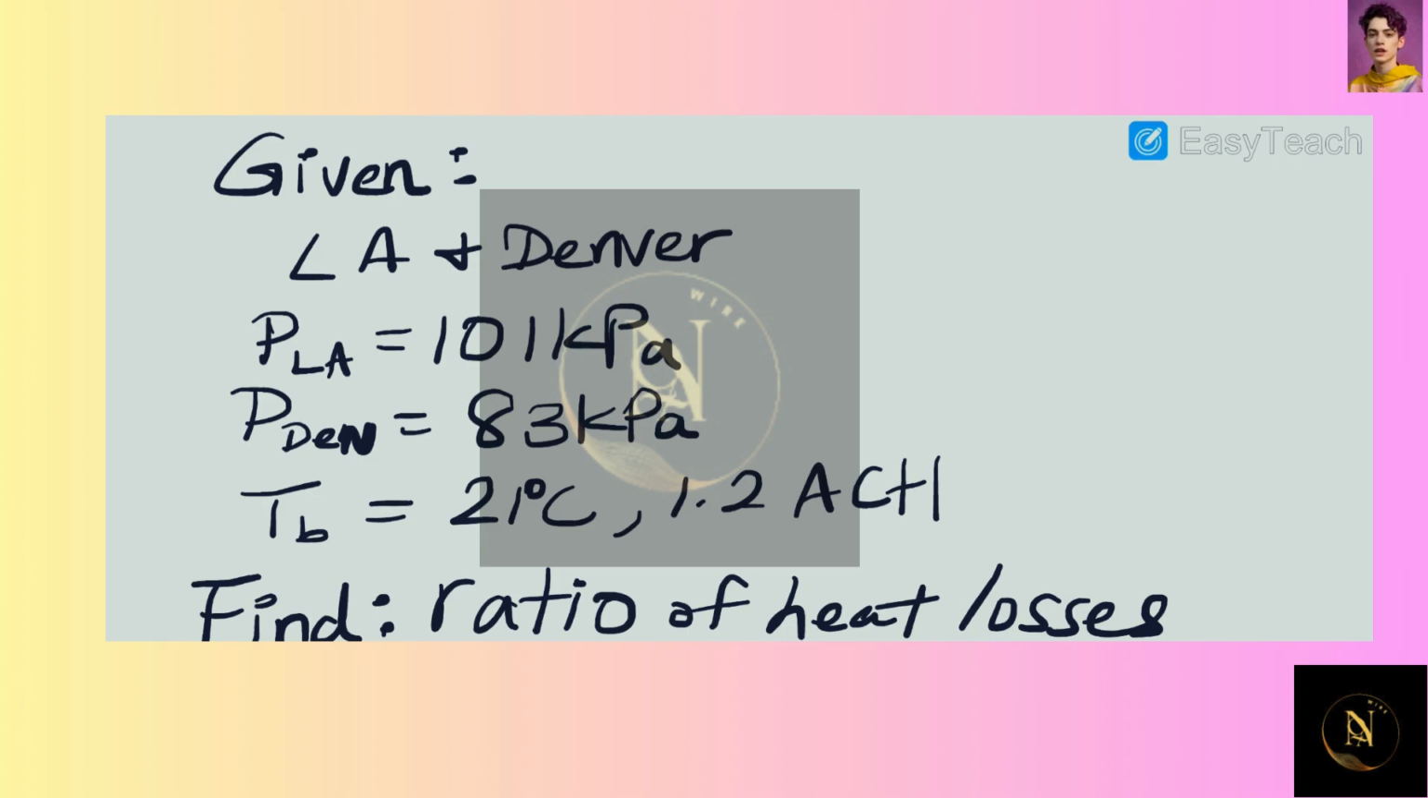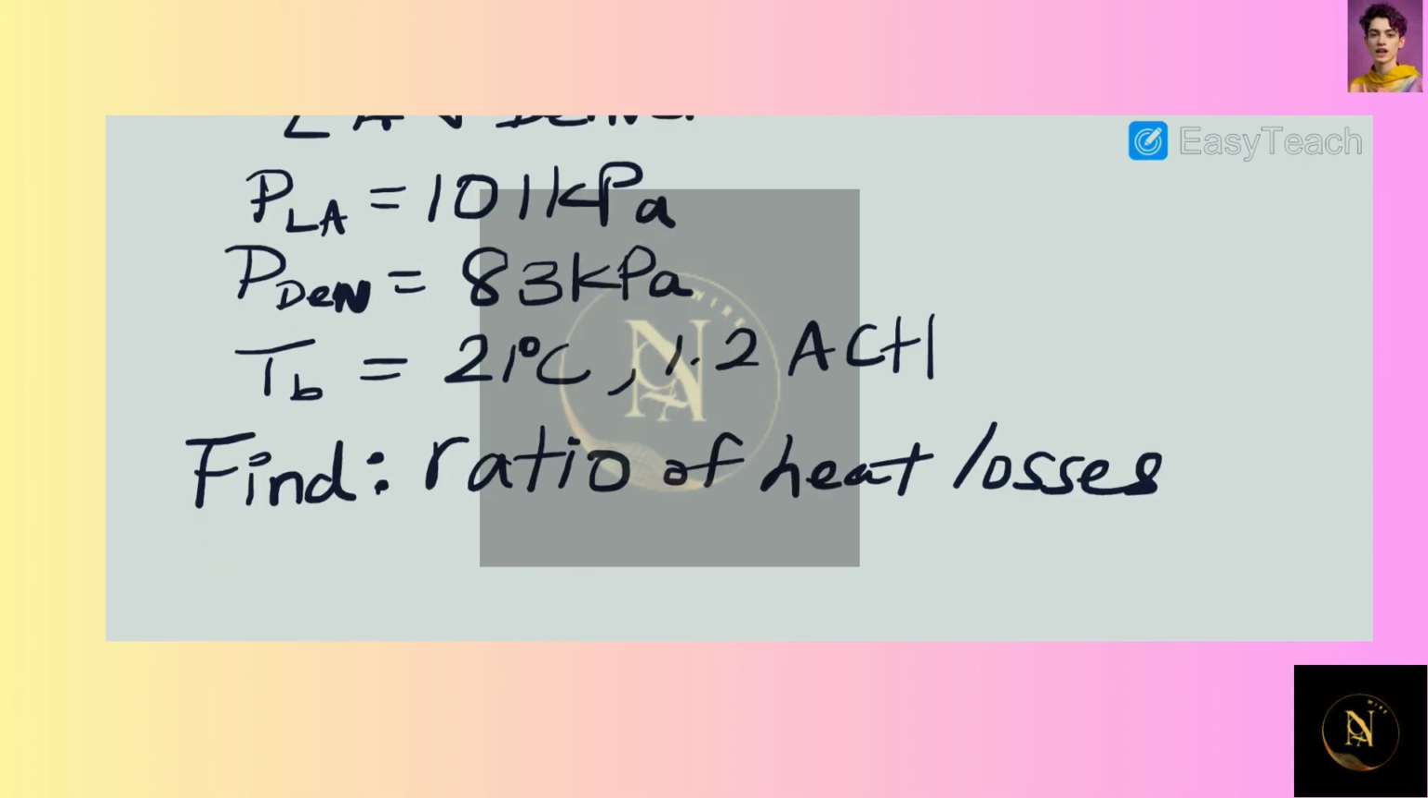Hi everyone, so what we have here is two buildings located in LA and Denver. The buildings are identical and the atmospheric pressure in LA is 101 kPa and the atmospheric pressure in Denver is 83 kPa. We know the buildings are both maintained at a temperature of 21 degrees Celsius and the air within the buildings is changed 1.2 times per hour. What we're asked to find is the ratio of the heat losses between the buildings in each different city.